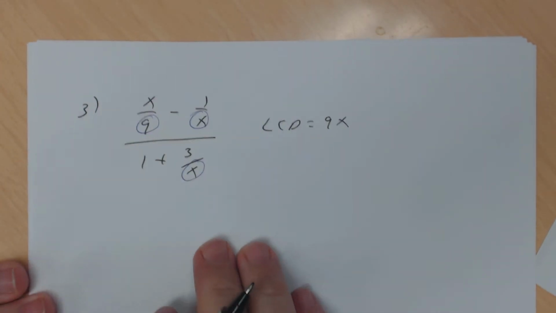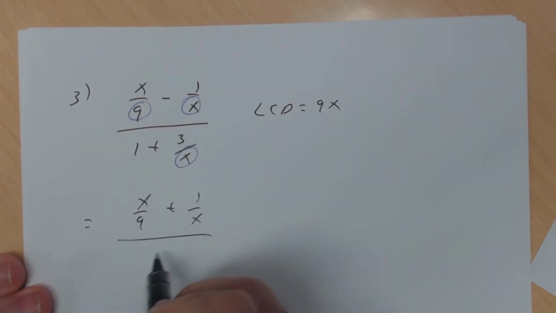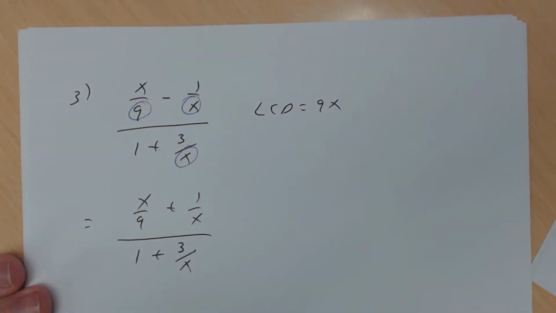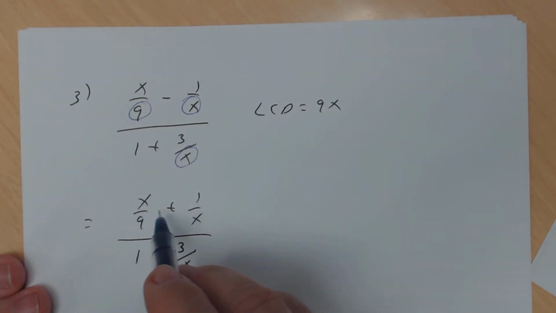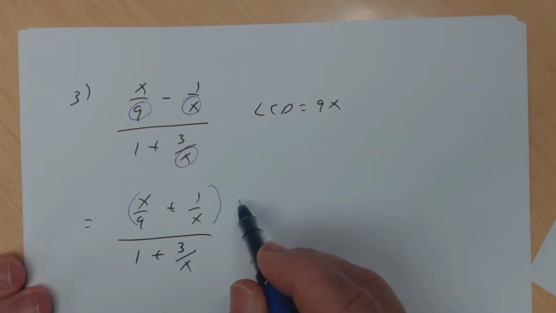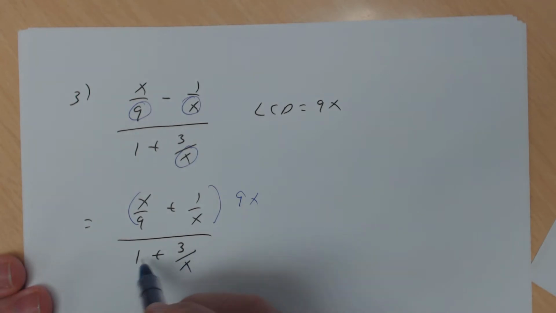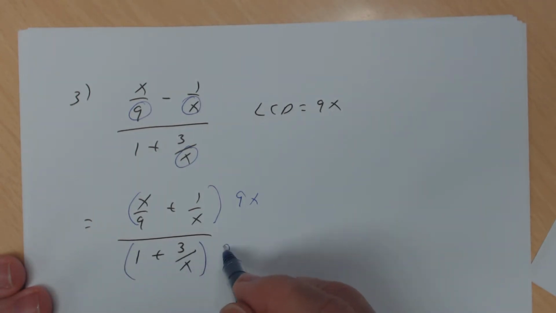So I'm going to rewrite this without the circles. I get x over 9 minus 1 over x divided by 1 plus 3 over x. Now, remember that once you find the LCD, the next step is to multiply numerator and denominator by the LCD. That's how you clear those fractions you circled. In the numerator, you have two rational expressions, more than one, so put those in parentheses, because all of these have to be multiplied by the LCD. Same thing here. All of these terms have to be multiplied by the LCD.